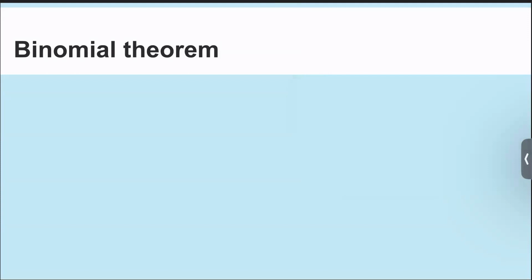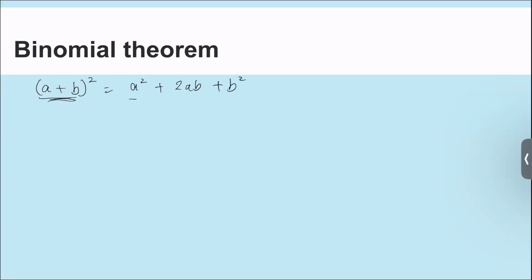As we have seen, we have different kinds of identities that we use. We know that the expansion of an identity written in this form, (a plus b) the whole squared, is a squared plus 2ab plus b squared. This is the expansion of any variable that can be written in this form.